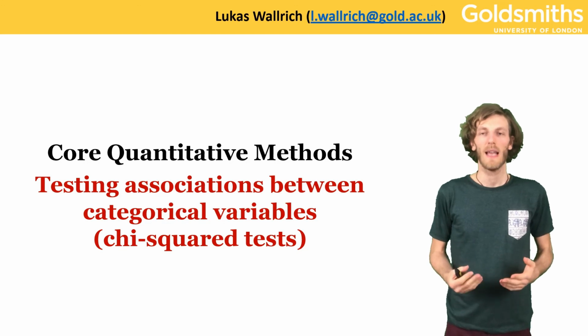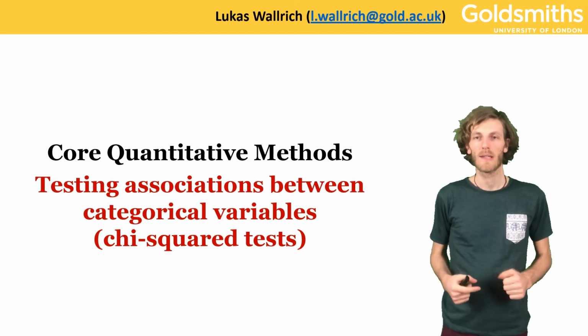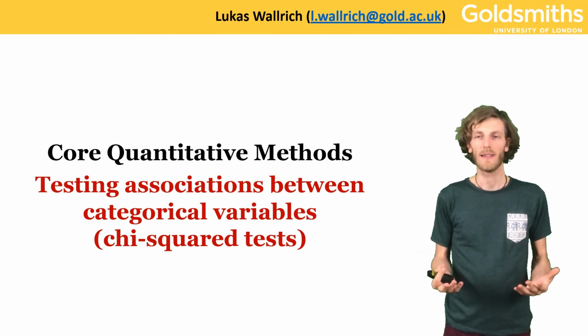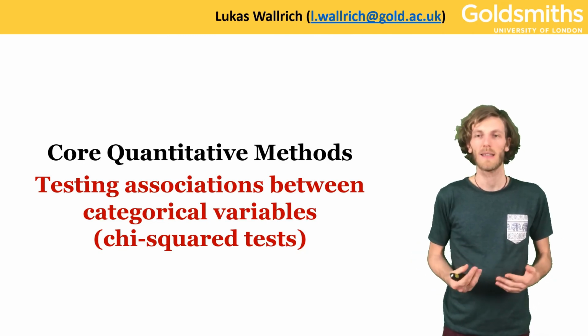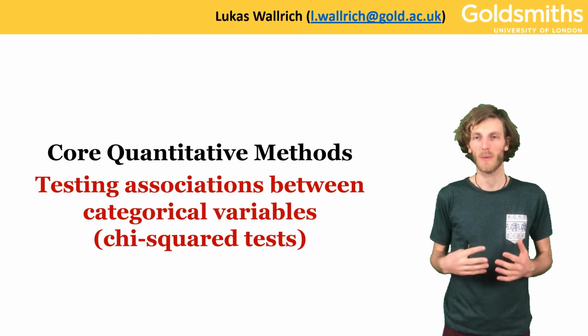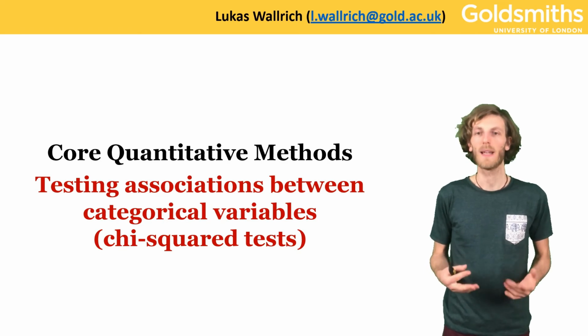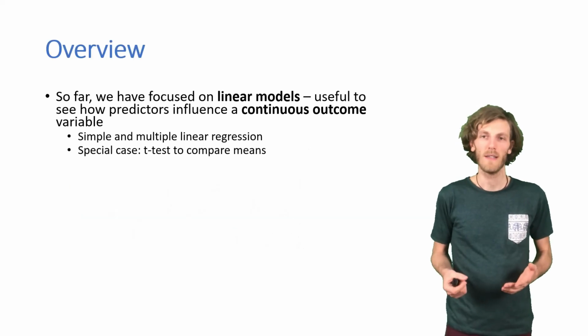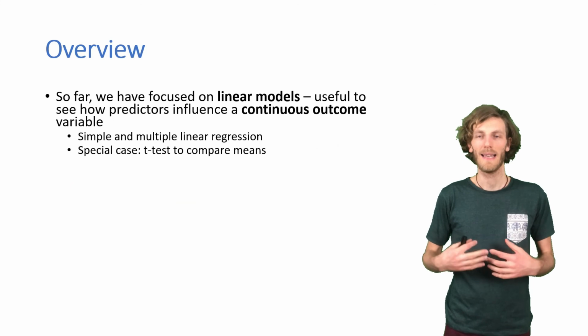Welcome back. In this video I'm going to introduce how we can statistically test whether two categorical variables are associated. And then I'm specifically going to focus on the chi-squared test, which is the most commonly used test in this kind of situation. So to put this into context, so far we have mostly looked at linear models.